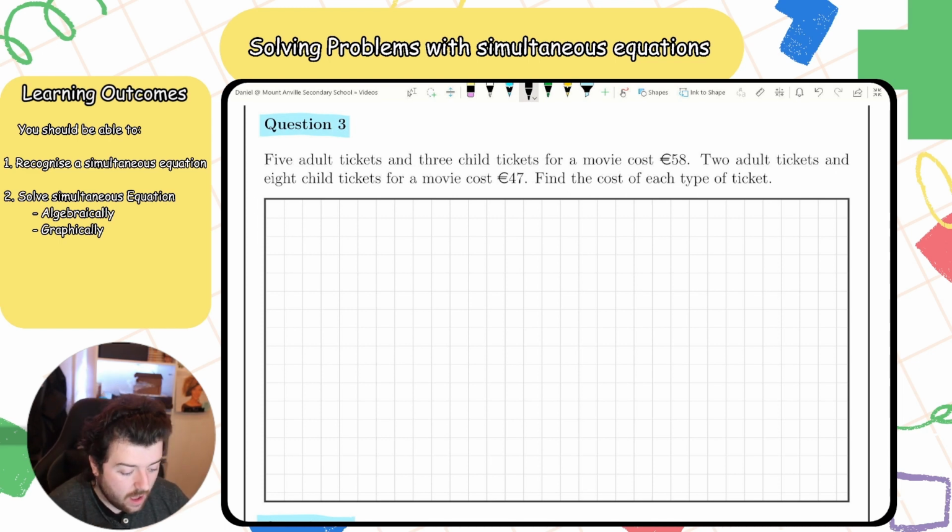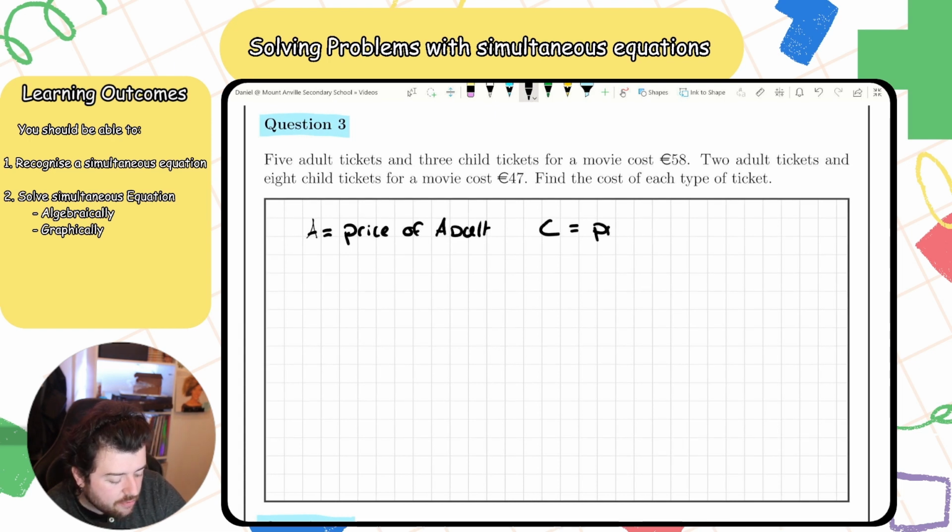Well, we need to decipher two equations. So, how many unknowns do I have here? I have 2 unknowns. I don't know the price of an adult ticket, and I don't know the price of a child ticket. So, I'm going to create 2 new variables. I'm going to say A is equal to the price of an adult ticket, and C is the price of a child ticket.